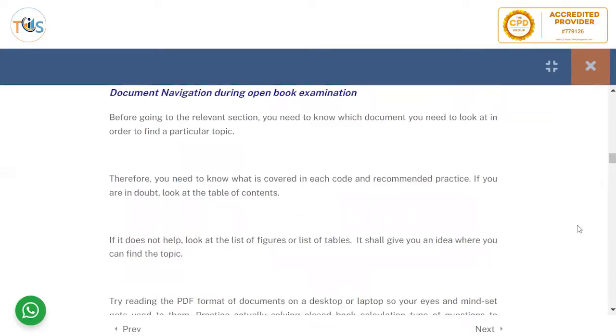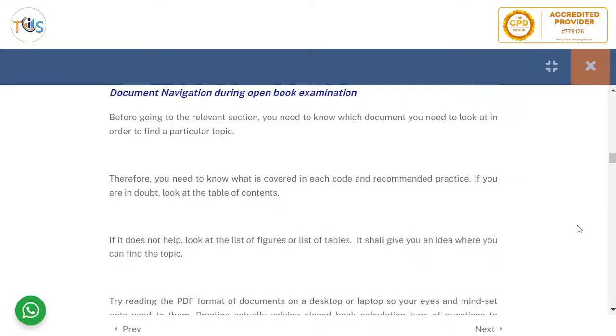Let's go to document navigation during the open book examination. As you know, the search button is disabled during the actual API open book exam, so you should know where to find a particular piece of information, and for that you should know what each document covers, and on top of that which section you have to go to find it.